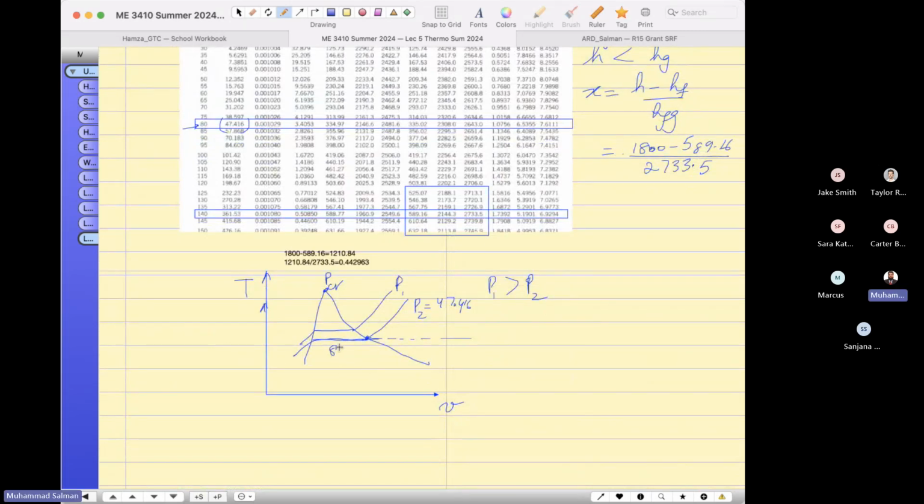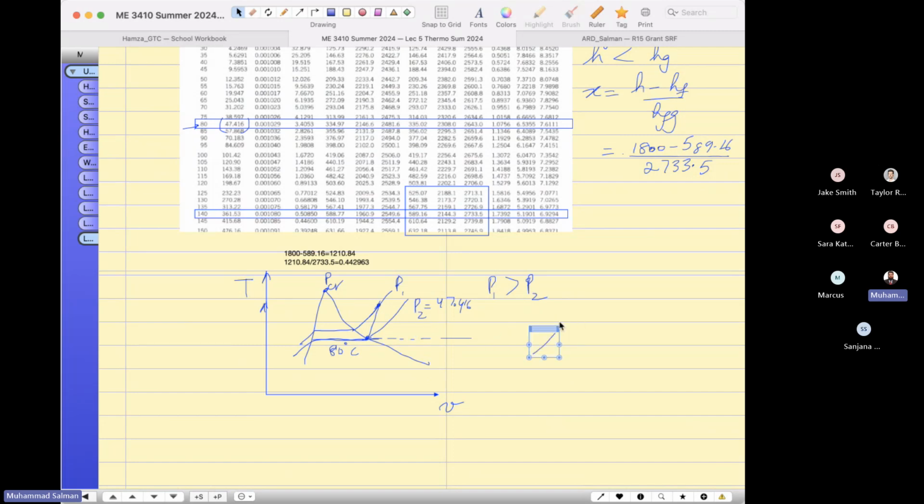This is 80 Celsius, and this is our 500. So our pressure is higher. What I'm going to show you is, if the pressure is higher than the saturation pressure, then this is the superheated region.